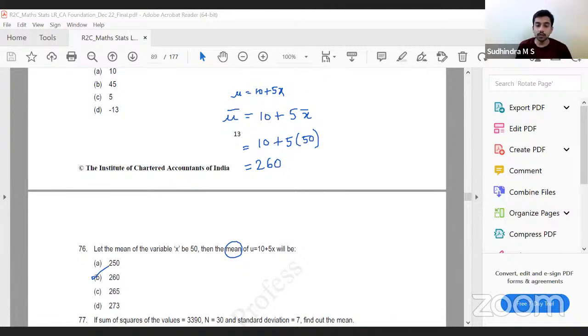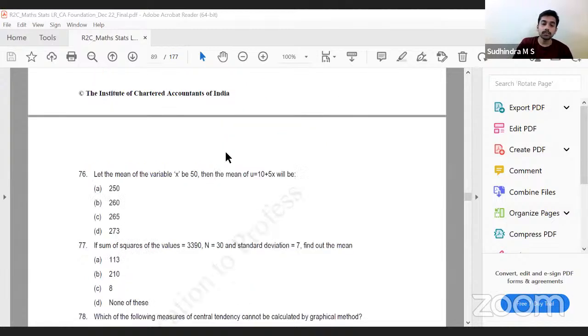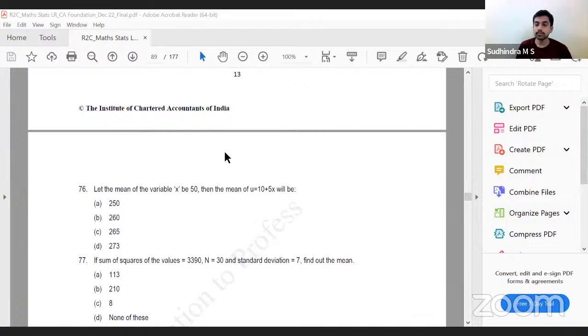Simple. Next question. Sum of squares of the values is 3390. N is 30. Standard deviation is 7. Find out the mean. Sir, 113. No. 8, sir. 8. Yes, 8 is the correct answer.